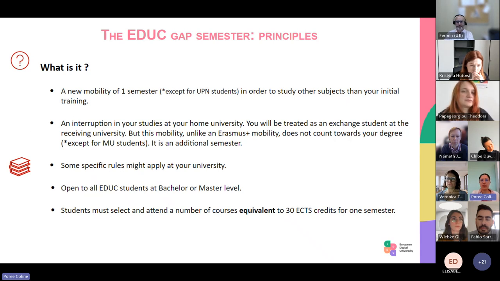Another principle of the gap semester is that it's open to all EDUC students at bachelor or master level. And obviously, when you select and attend courses, you need to make sure that you have courses equivalent to 30 ECTS credits for one semester.